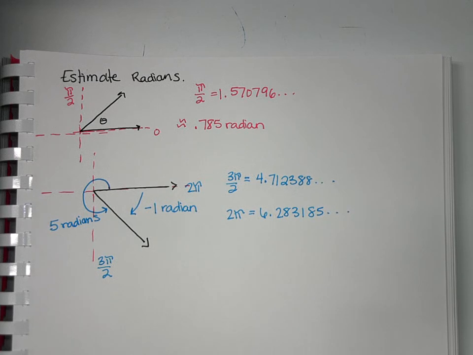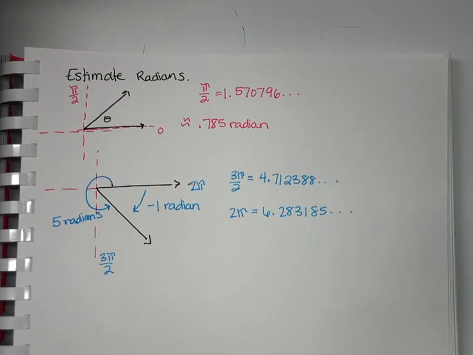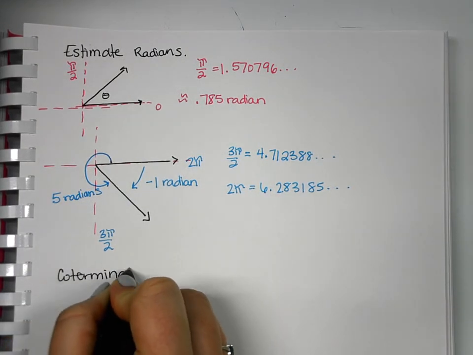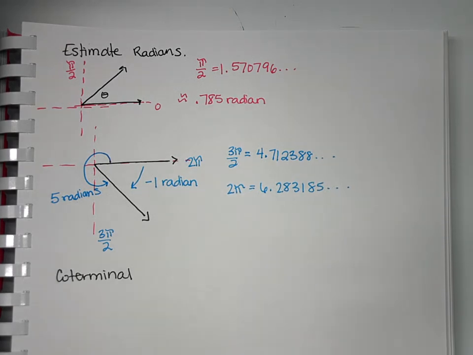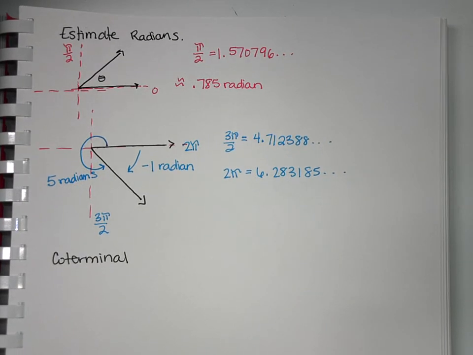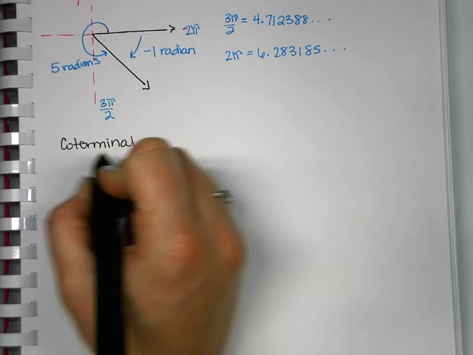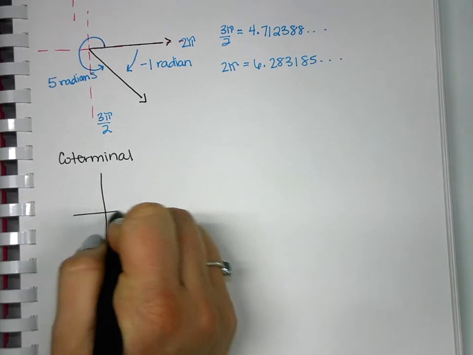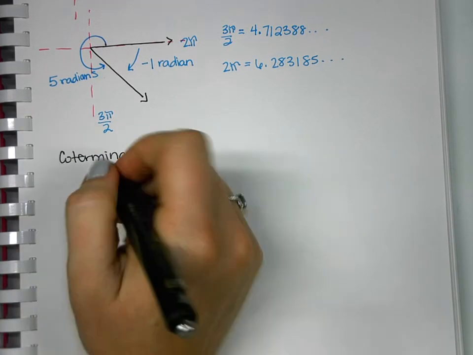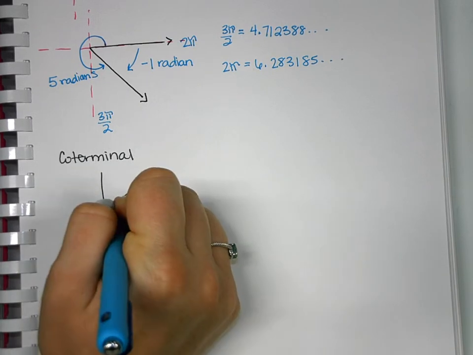Let's see. The last thing I wanted to talk about in terms of radians was coterminal. So I know we talked about coterminal when we talked about our degrees. So now we're just going to talk about the coterminal in terms of radians. So just like in our degrees, coterminal would mean if I had an angle, let's say this was 20 degrees, this would be one angle.